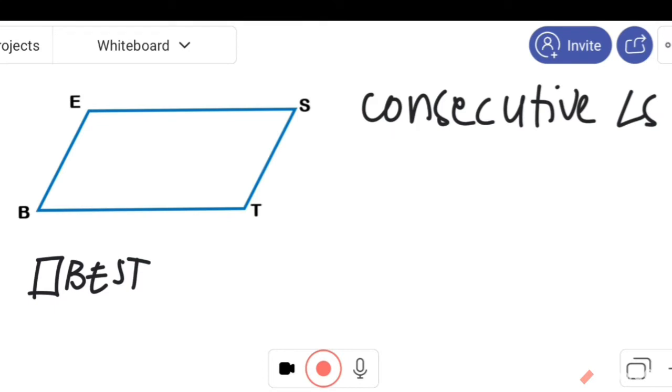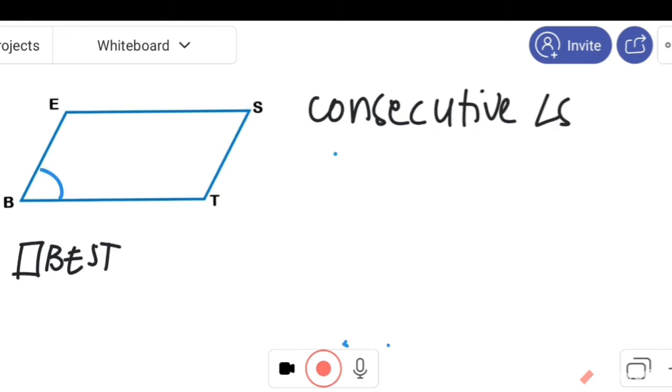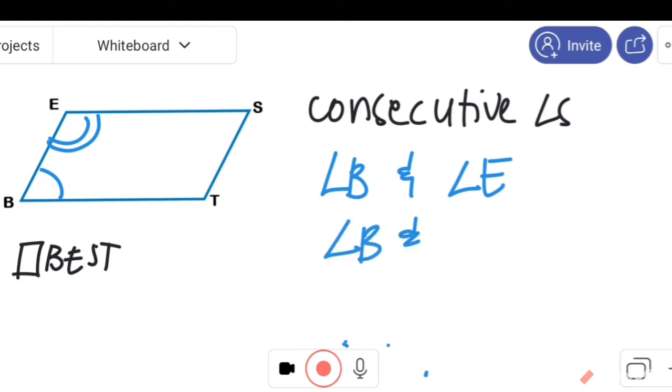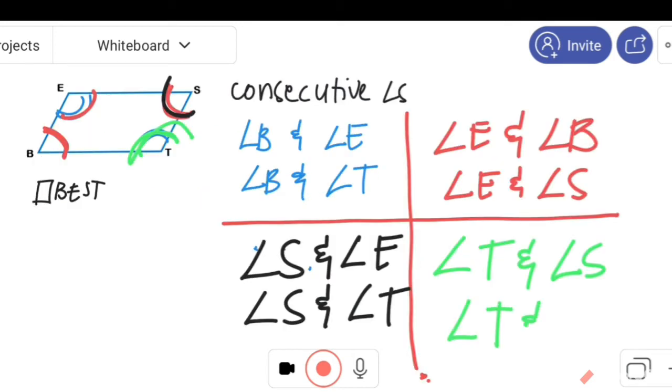Quadrilateral BEST. Let us name consecutive angles. Given angle B, it is consecutive with, correct, angle E. It can also be angle B and angle T, or angle T and angle B. Remember, consecutive angles are angles that are next to each other.